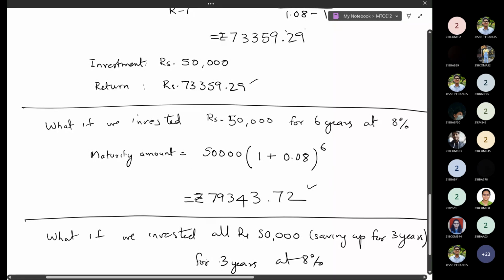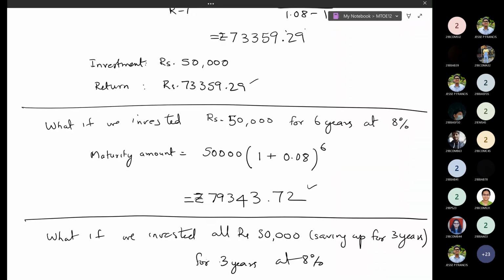For example, say you got a job and you have a salary of 25,000 or 30,000. Your daily expenses are done at 25,000. Now, in the first month, can you put a deposit of rupees 50,000 straight out? You cannot.